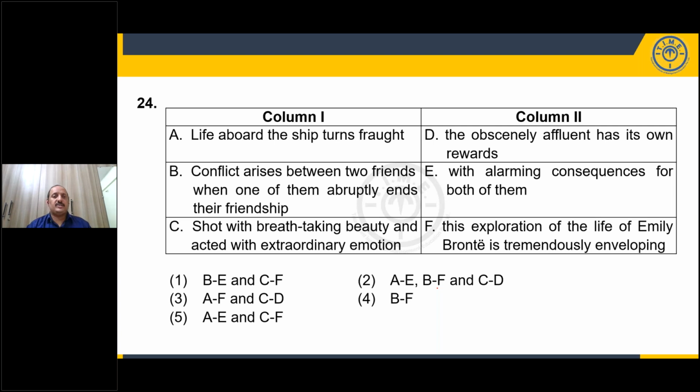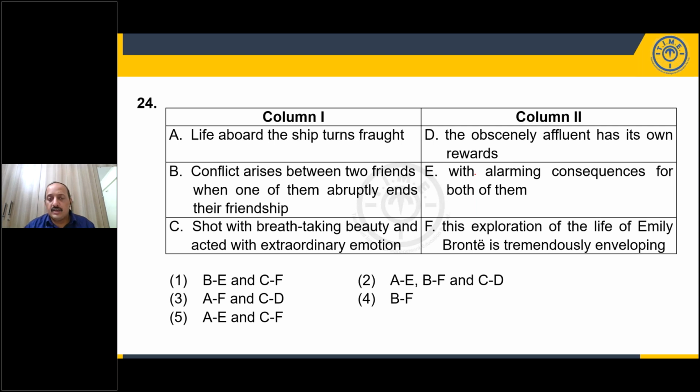Instead, it is better to do these questions via the options. So option 1 says BE and CF. Let's check. What does BE say? Conflict arises between 2 friends when one of them abruptly ends their friendship with alarming consequences for both of them. So when one friend ends the friendship, there is a conflict between the two that leads to a lot of problems. So BE seems to be grammatically fine.